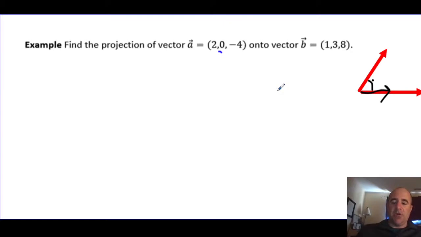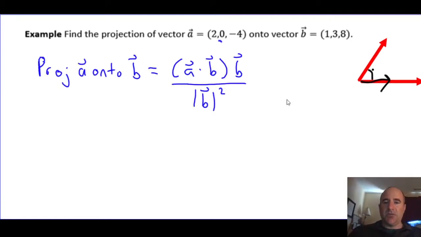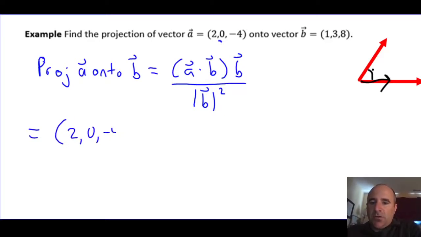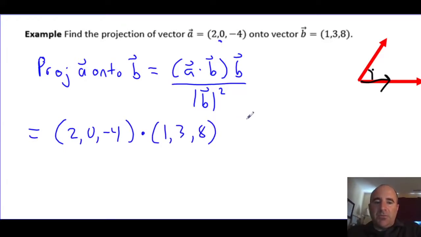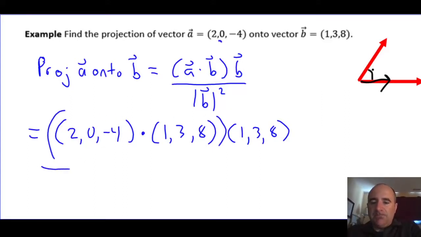So let's start by writing down the formula that we need to find the projection. The projection of A onto B is A dotted with B times B divided by the magnitude of B squared, which in this case we have vector A (2, 0, -4). We're going to dot that with (1, 3, 8). We're then going to multiply that by vector B, which is (1, 3, 8). There's only one way to do this. We obviously need to do the dot product first, but it's still not a bad idea to throw some brackets there.